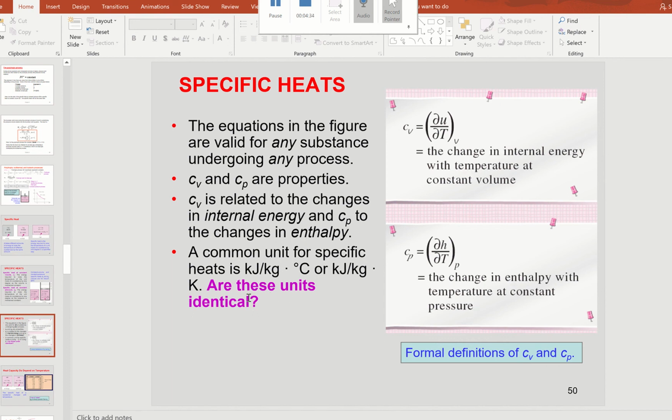Now let's think about it. The unit for specific heat, Cp or Cv, is going to be kilojoule per kilogram per Kelvin or degree Celsius. Can I change that Kelvin to degree Celsius? Are those units identical? If you say yes, you are correct. Why? Because this is a change in temperature. They are changing it by 1 degree, increased by 1 degree Celsius. A 1 degree Celsius change is going to be equal to a 1 degree Kelvin change. Therefore, degree Celsius and Kelvin here can be exchanged. It's exchangeable.